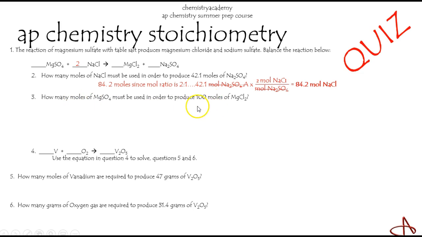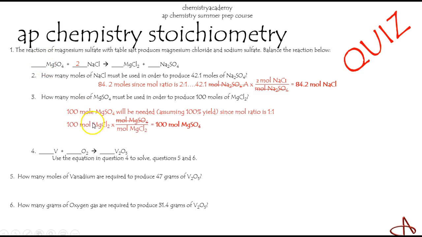Maybe you can do it in your head. Well, if we're going to make a mole of magnesium chloride, we need 1 mole of magnesium sulfate. The answer? 100 moles. Or write it down using a unit conversion, but why bother? Question number 4. Balance this equation.